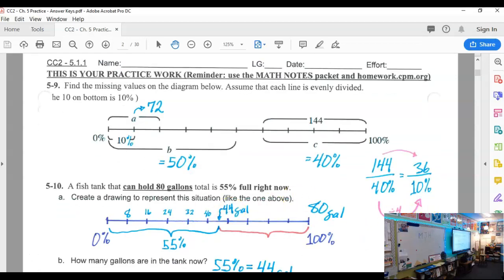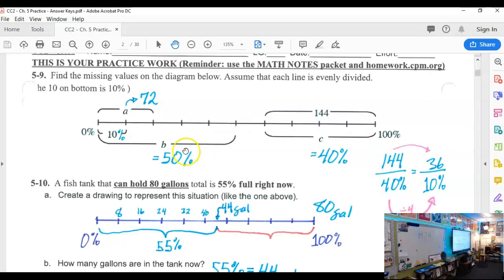So there was a minor typo. This 10 down at the bottom should have had a percent sign on it. So if you got confused by the fact that 10 didn't have a percent sign... oh, I see you found your binder that I put front and center for you to be able to find.